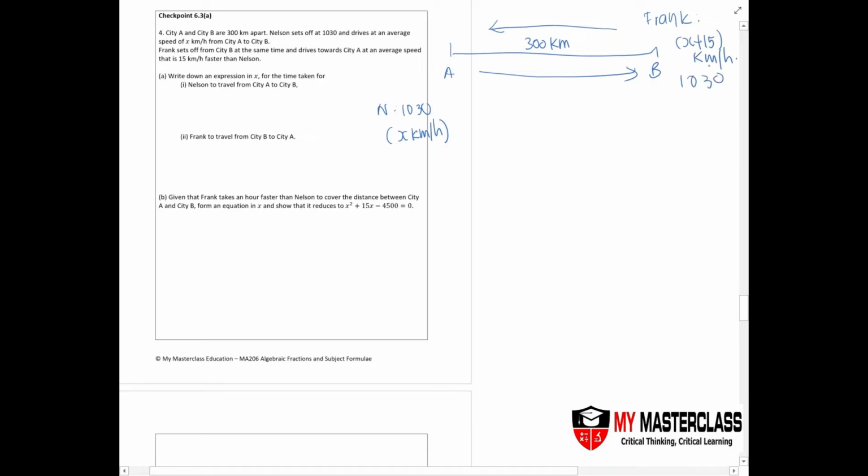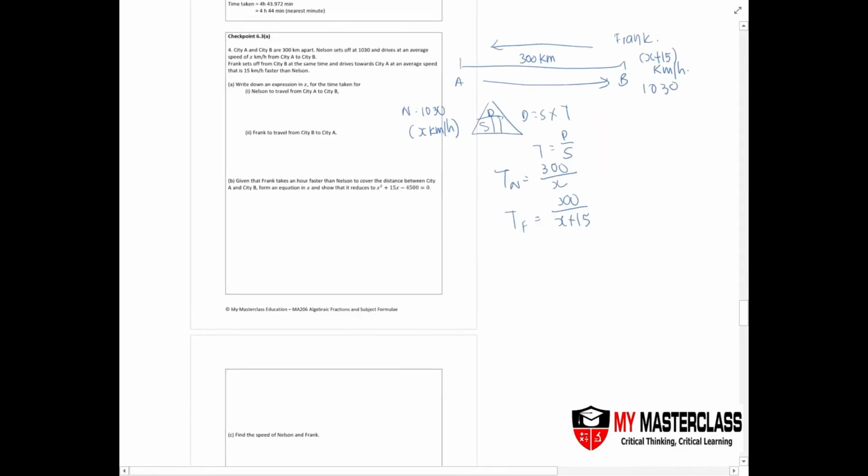Now write an expression for the time taken for Nelson to travel from city A to city B. So obviously, again, your triangle DST. D equals speed times time, right? So they're looking for the time. So time equals distance divided by speed. So the time for Nelson would be 300 divided by x. Then the time for Frank would be 300 over x plus 15. So far so good? Okay.